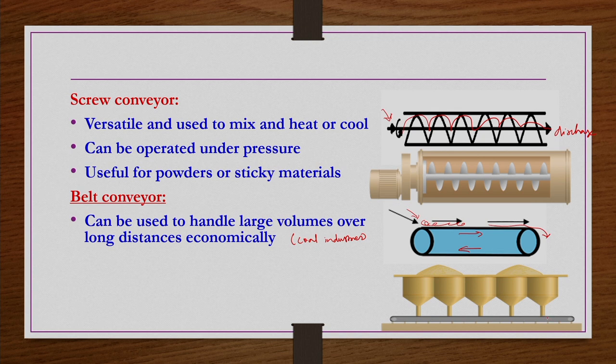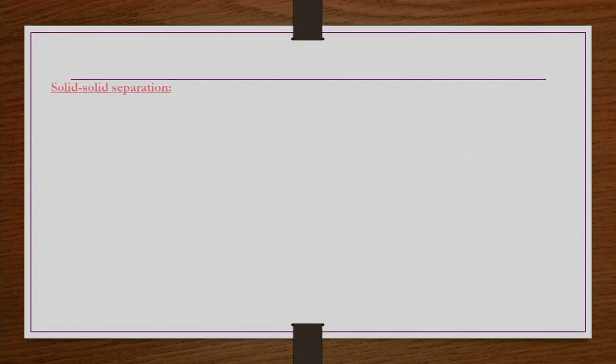The moment that material comes, because the belt is moving, the material is also moved to the next level. Usually these are used in near horizontal conditions. Most of the belts are fabric or rubber kind of materials.